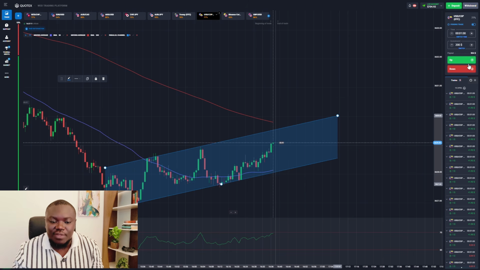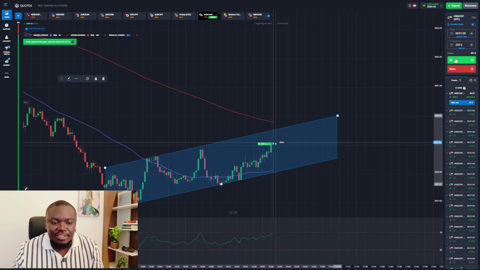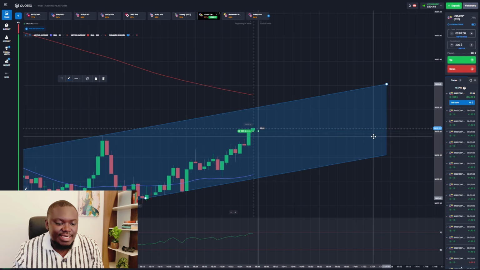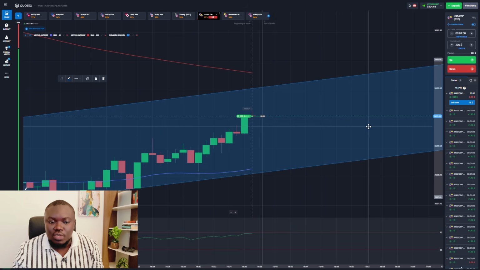You can also wait for the market to retest the new resistance level, that is immediately after it has broken out the support level, and see if that is a fake out or if it is a genuine breakout. If it is a breakout, you trade downwards. But for our case, just for the simulation of this video, we will trade upwards with the $200 inside this channel. So let's wait and see what happens to our trade in 1 minute.